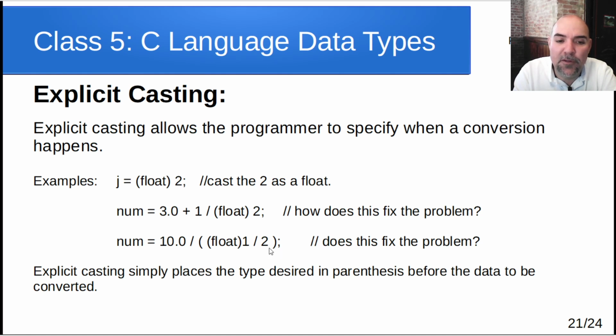And when that becomes a float, we now have float divided by float, which results in float. So this is 0.5, so now we have 10.0 divided by 0.5 gives us 20.0 as a float.